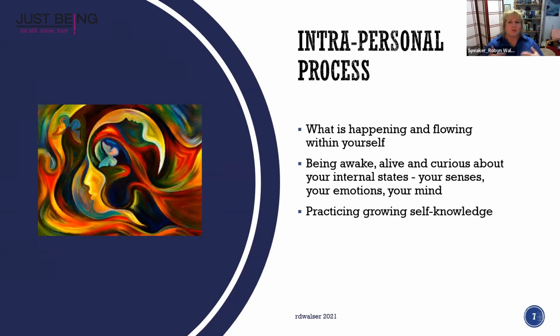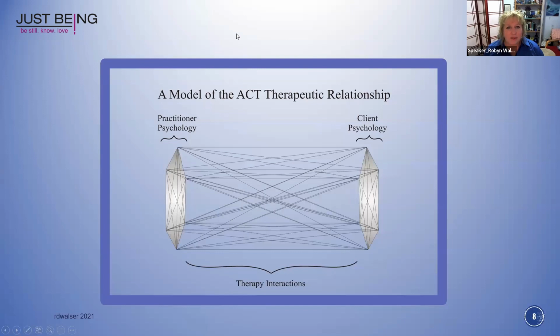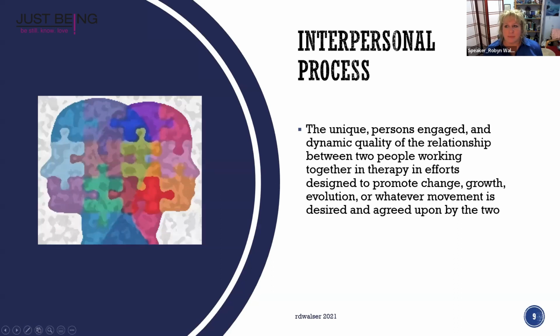And then ultimately, practicing growing your awareness, your awakeness to what's going on inside of you. So the 6 core processes are happening, and we're applying them to ourselves inside of an intrapersonal process. And then there's the interpersonal process. There's another context to which we need to be aware, which is the relationship between the two of you. And so that's a larger context. So there's a context of what's going on inside of you. And now I've got the context of what's going on between you and the client.